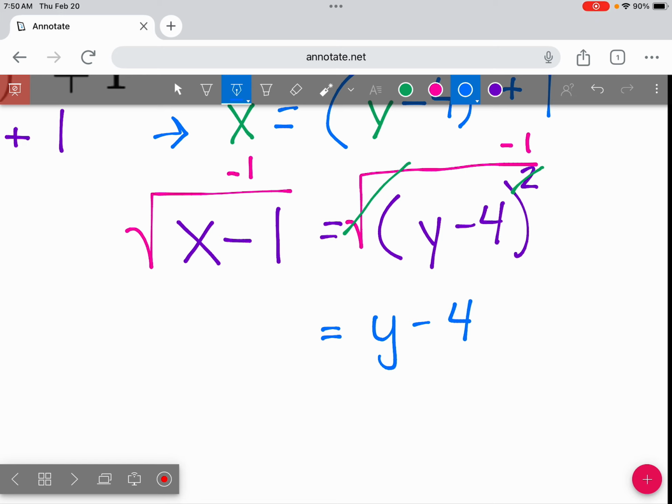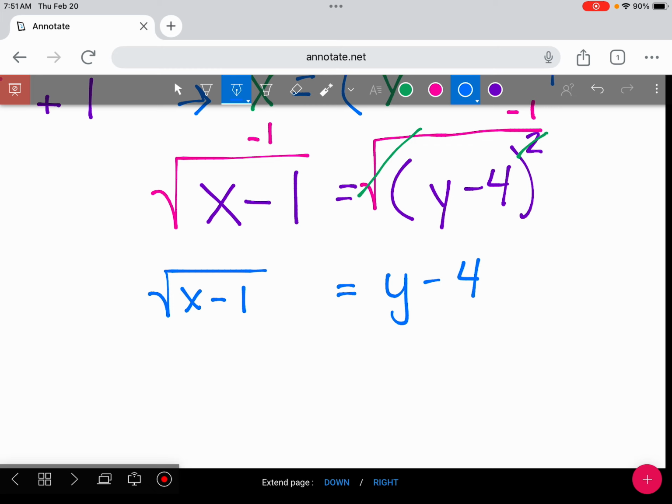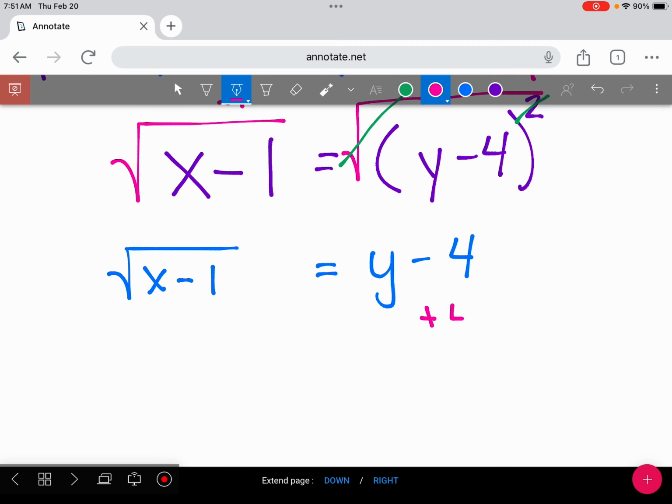And my left side, can we do anything with that? Like, can I simplify that at all? Not really. Nope. Square root x minus 1. What do we do to get a y by itself now? Plus 4. Am I going to be able to add the 4 to that minus 1 that we have going on here? X minus 1 plus 4.